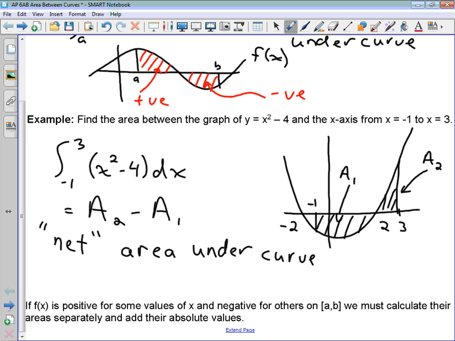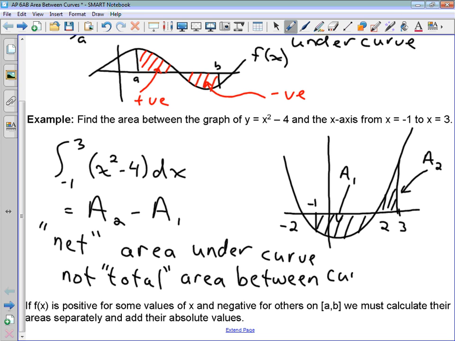Does this make sense? Nodding a little bit? Yeah. So I should say net area under the curve, not total area between the curve and the x-axis.